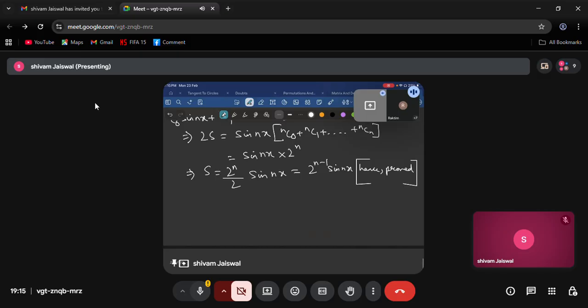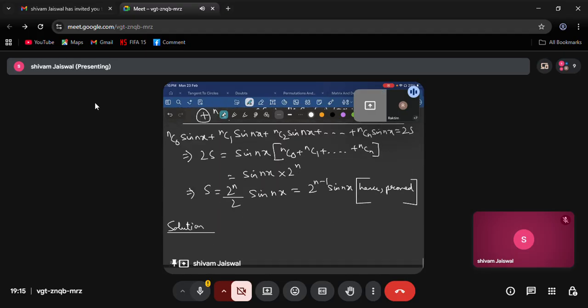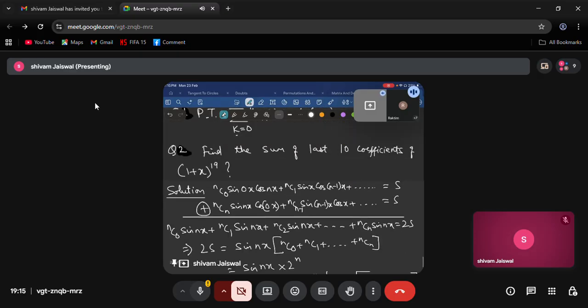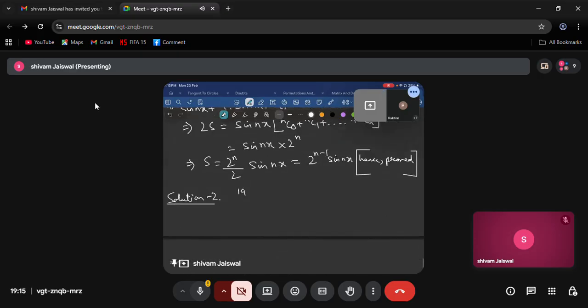From where will it start? It will be 19C10 plus 19C11 plus 19C12, and so on up to 19C19.